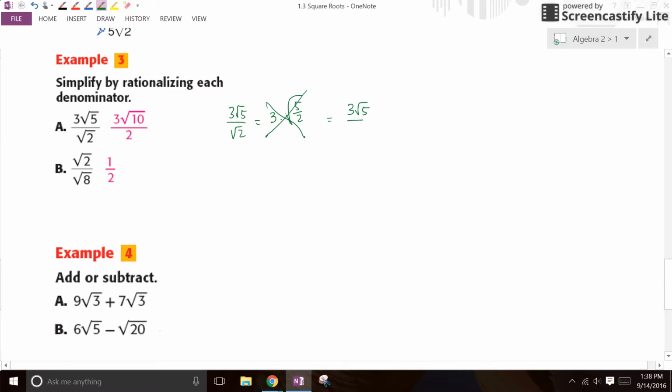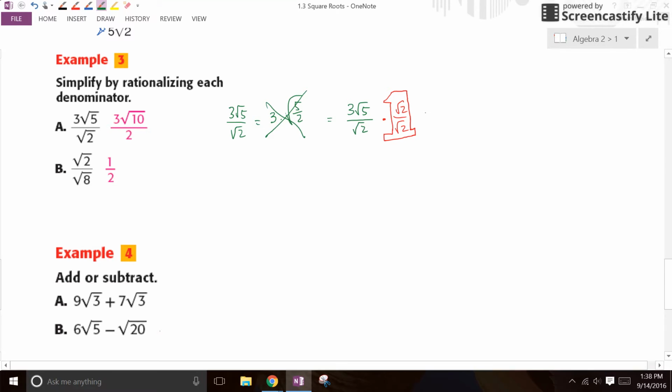It is simplified as far as it can go, but we don't like radicals in the basement, so we want to get it out of there. So I'm going to multiply it by a fancy 1. I'm going to multiply it by root 2 over root 2. Now why? Because root 2 times root 2 is going to be a regular old 2. And why is that legal? Because this is just like multiplying by 1. And you know, if you multiply by 1, it doesn't change the problem at all. And that's a good thing.